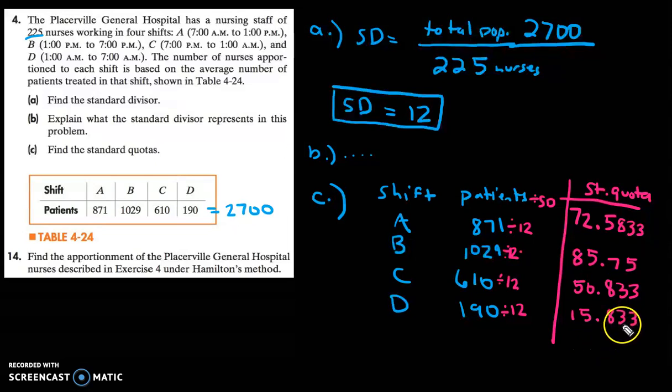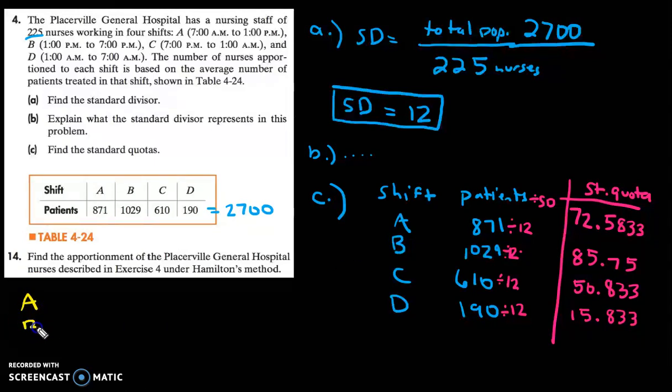A big check is that if we did this right, this should add up to 225 nurses exactly. But then where's the problem in this? Well, I can't give a shift 0.75 of a nurse. I have to give them one whole nurse or not. And so for part 14 here, they want us to finish the problem. So how does Hamilton's method work? Well, first we round everybody down.